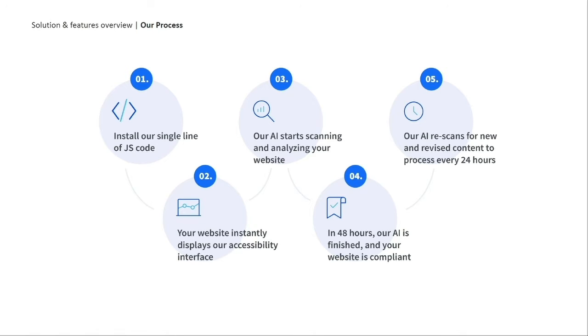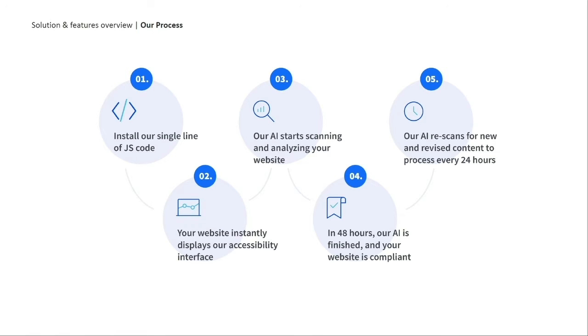The first step is you install a single line of JavaScript code. That takes 5 minutes to install and can integrate with any website or CMS platform. Then, your website instantly displays our accessibility interface, and simultaneously, the AI kicks in, and within 48 hours, it's finished. Your website is fully accessible, compliant, and you'll receive the accessibility statement to your email.